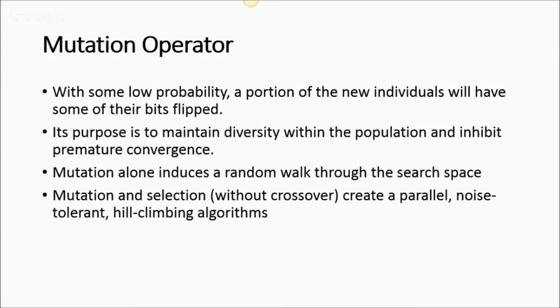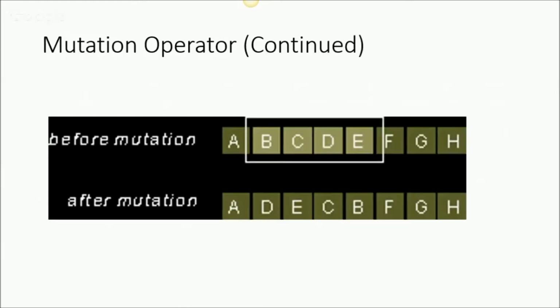Mutation induces a random walk through the search space. So mutation adds that random element to where we're going to head next in the search space. Mutation and selection without crossover create a parallel noise-tolerant hill climbing algorithm. So without crossover, if you just did mutation and selection, you'd have a noise-tolerant hill climbing algorithm, basically. So we're looking at mutation. He's mutated 4 bits, sorry.